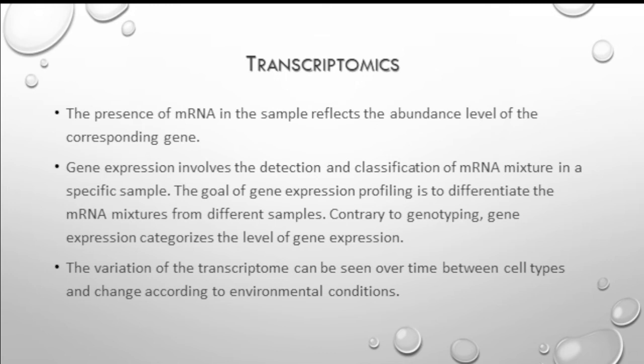Contrary to genotyping, gene expression categorizes the level of gene expression. So here we are not talking about which gene is present, or about the structural information of the gene, but we are now referring to the level of the mRNA in a cell. So the gene which is more expressive has more corresponding mRNA in the cell, and vice versa. The variation of the transcriptome can be seen over time between cell types and change according to environmental conditions or under pathological conditions.